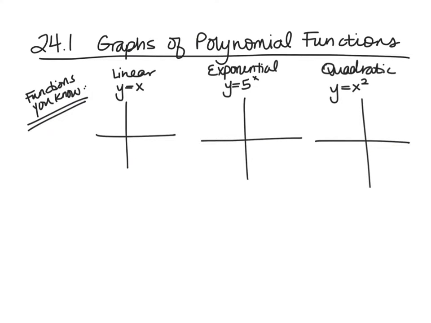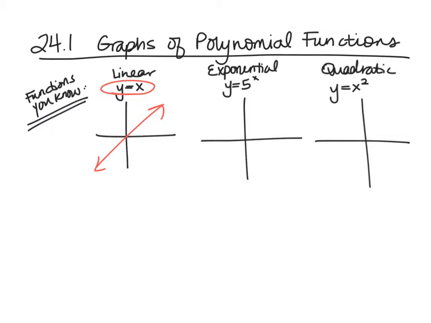Okay, so this lesson, 24.1, we're going to be talking about graphs of polynomial functions. So the first thing I wanted to do is just to remind you of some graphs that you already know about. So you know when the equation y equals x, that's just going to give us a linear equation. And in general, that's just going to be a straight line. Now the line could go up or down, it could have a different steepness, but in general, we're just talking about straight lines.